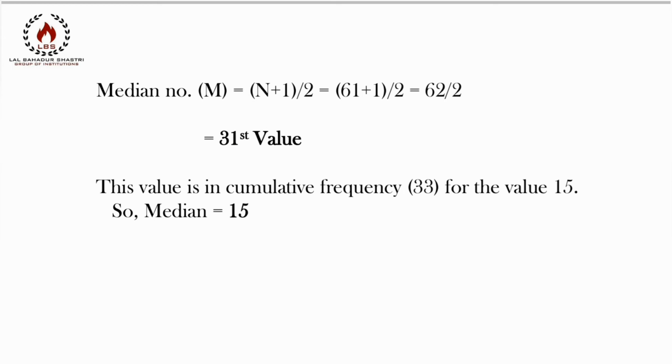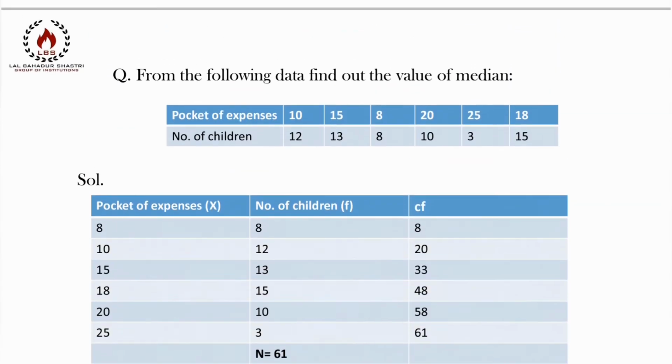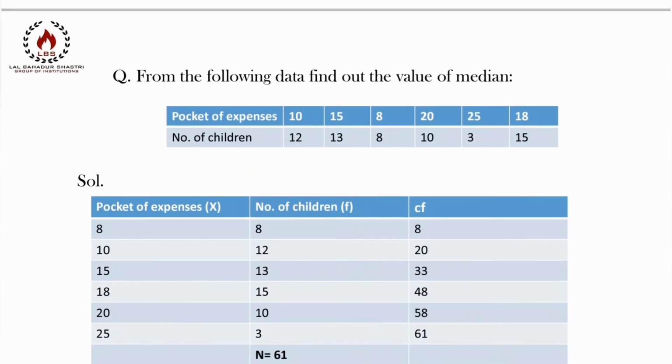Median, m, is equal to (n plus 1) by 2. So n is sigma f. So 61 plus 1 divided by 2, that is 62 divided by 2, which comes out to be the 31st value. Now how will you locate the 31st value? Search for this 31 in the cumulative frequency that is given. Either you find 31 in the cumulative frequency, or you get the immediate higher value than 31. So look, there is no 31 but there is 33, which is immediately higher than 31.